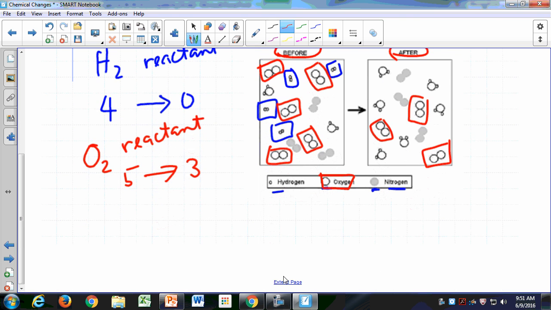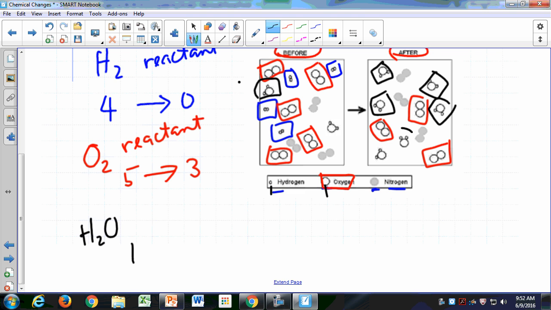What else do we have here? We have this thing right here, H2O. That's an oxygen with 2 hydrogens attached to it. So that's 1 before the reaction occurred, and now you have 1, 2, 3, 4, 5, 6. So we say water, H2O, was produced in this reaction.